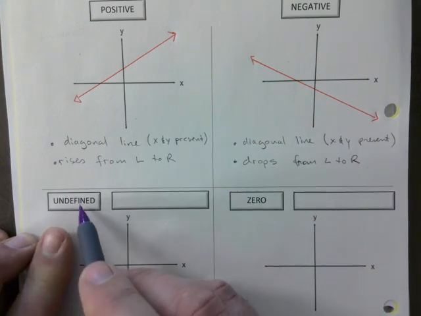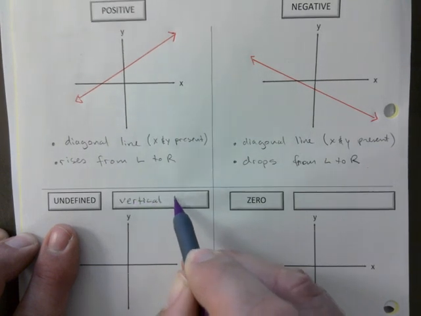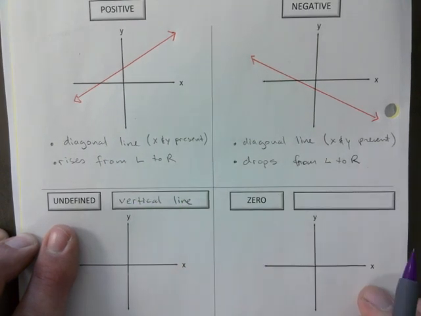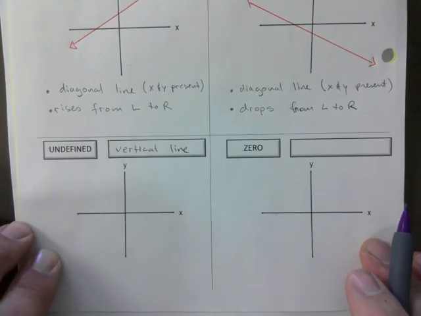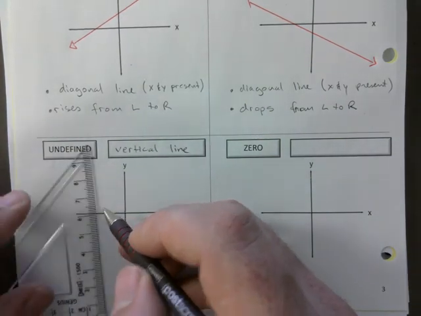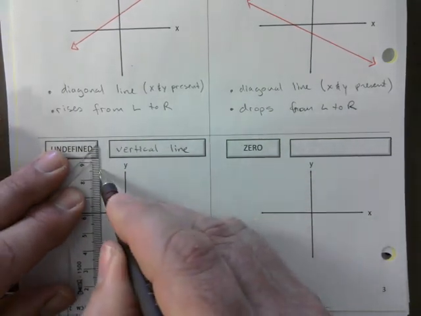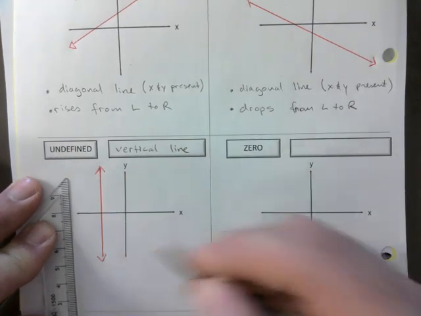The third type of slope is called undefined, and this is a vertical line. I'm going to scroll up here already, like that. So your vertical line, you should know, goes up and down. So it doesn't matter where on here you want to do it, right? Goes like that.